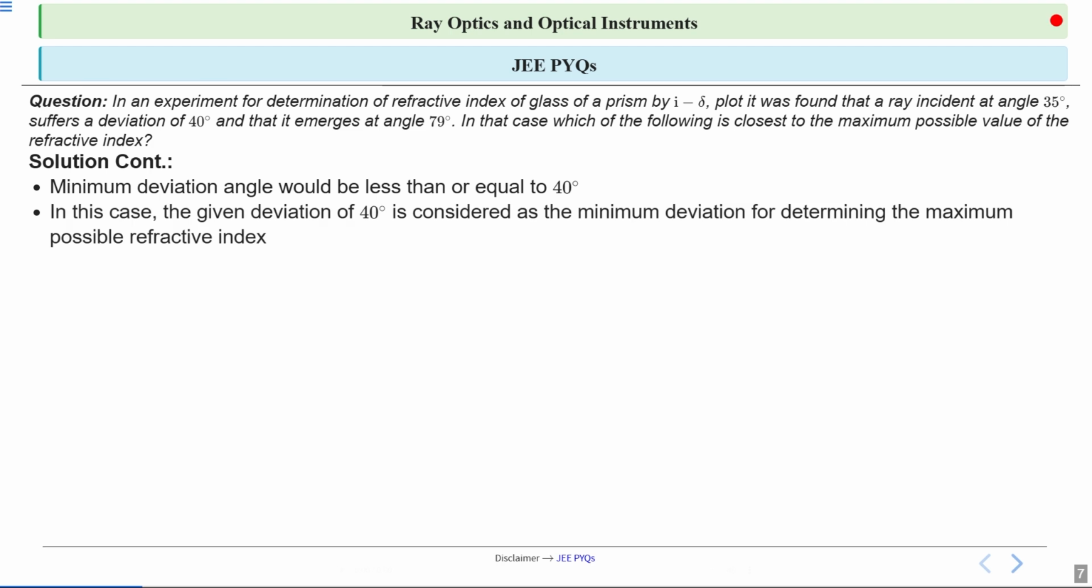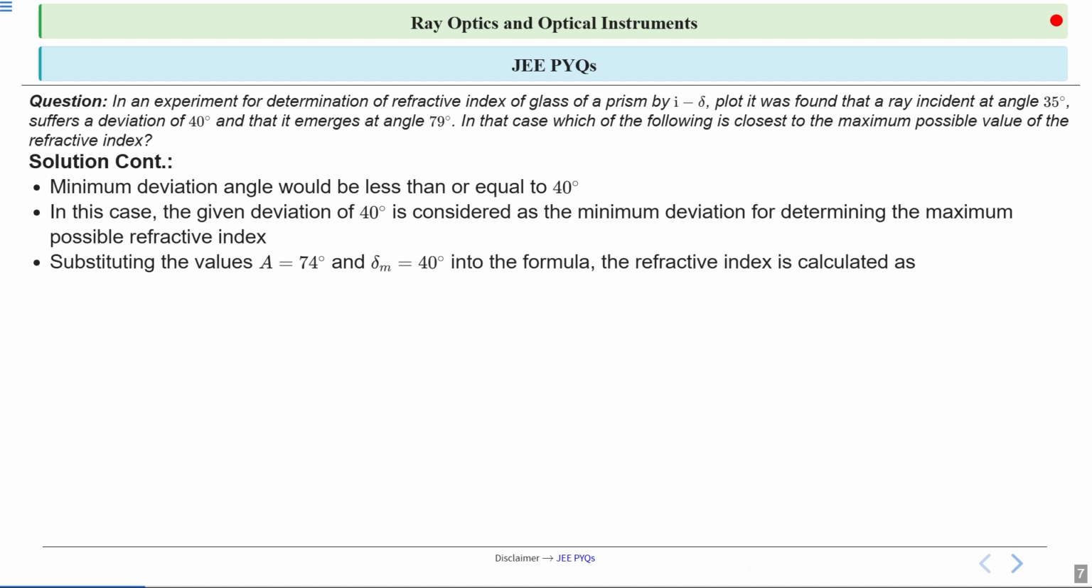So in this particular case, we are considering the given deviation of 40 degrees as the minimum deviation. Okay, so minimum deviation can be equal to or less than 40 degrees, but in this question we are considering it as 40 degrees. This assumption allows us to proceed with determining the maximum possible refractive index.